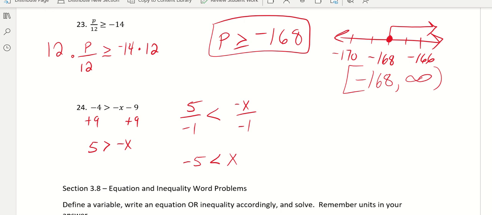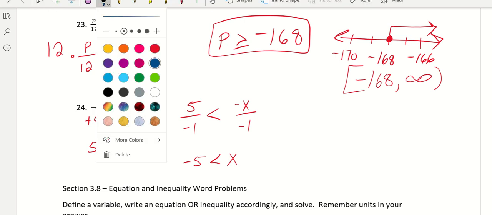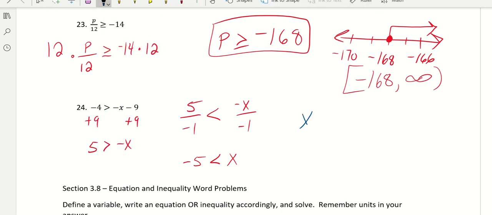I'm going to change color so we don't bleed into the other one. Let's flip it around so we have x on the left, negative 5 on the right. If I do that, what do I have to do to my sign? I have to flip my sign right along with it. X is greater than negative 5.